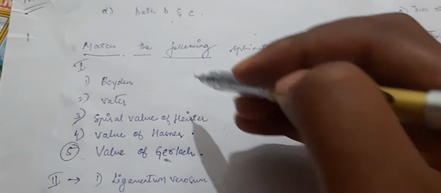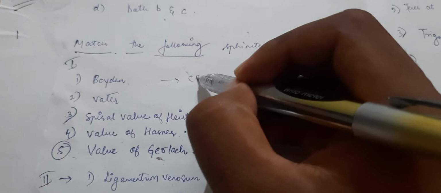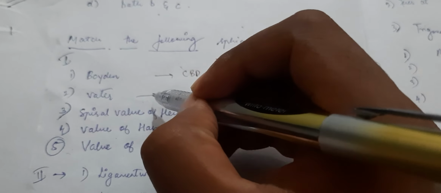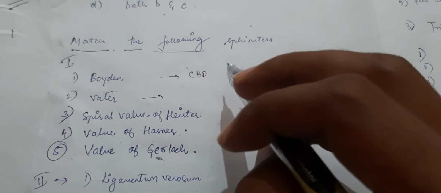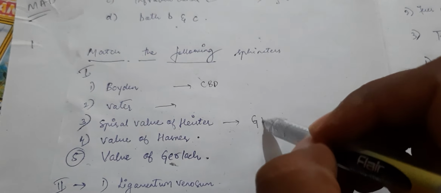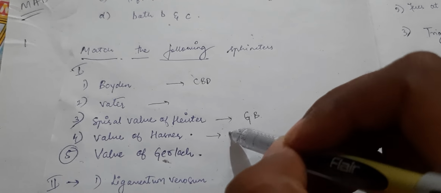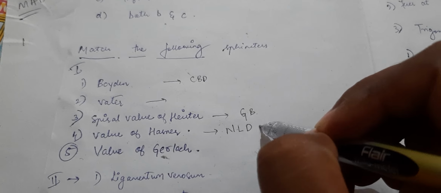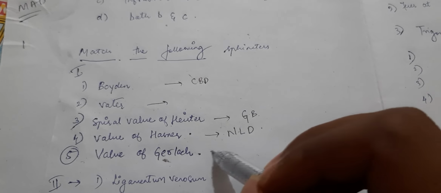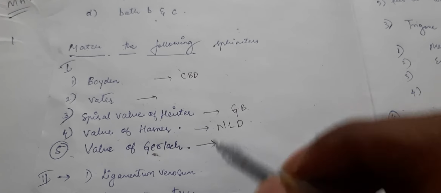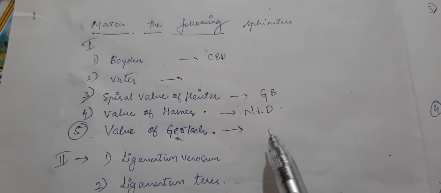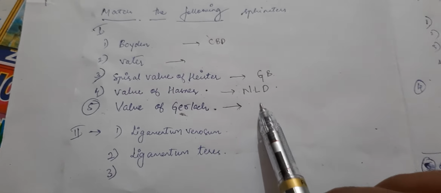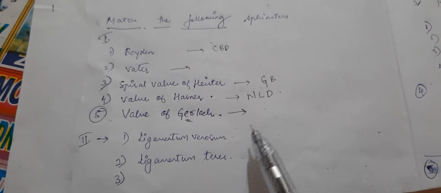Match the following sphincters. Boyden is the sphincter of the CBD. The ampulla of Vater has the sphincter of Oddi. Spiral valve of Heister is present in the gallbladder. Valve of Hasner is in the nasolacrimal duct. Valve of Gerlach is where the appendix opens into the cecum.